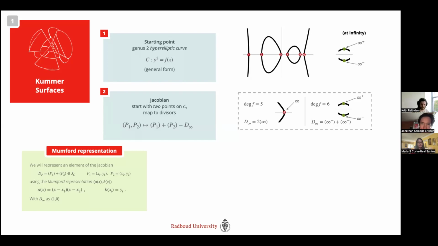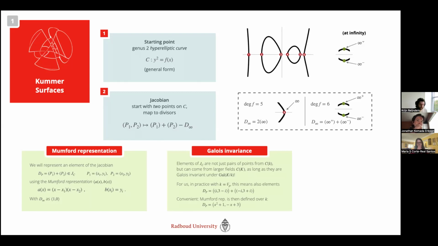So if you had this element of the Jacobian, P1 plus P2, I'm skipping the D infinity here because you can usually ignore this with some special remarks. Then P1 and P2, you can give these as the coordinates of your curve, right? X1 and Y1, and X2, Y2. And then you get these Mumford representations, which are two polynomials A and B. A has exactly the roots X1 and X2, and B will exactly evaluate to Y1 and Y2. Now, if you do this for D infinity, we represent it as 1, 0.